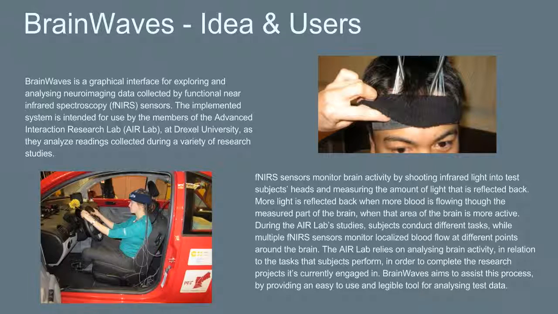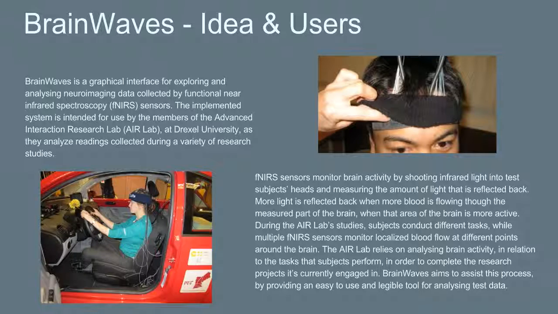Basically, what that lab does is they use what are called fNIRS sensors to scan brain activity in test subjects as they complete different tasks. An fNIRS sensor works by shooting infrared light into a person's head, and the amount of infrared light that bounces back out gives them a reading on blood flow.